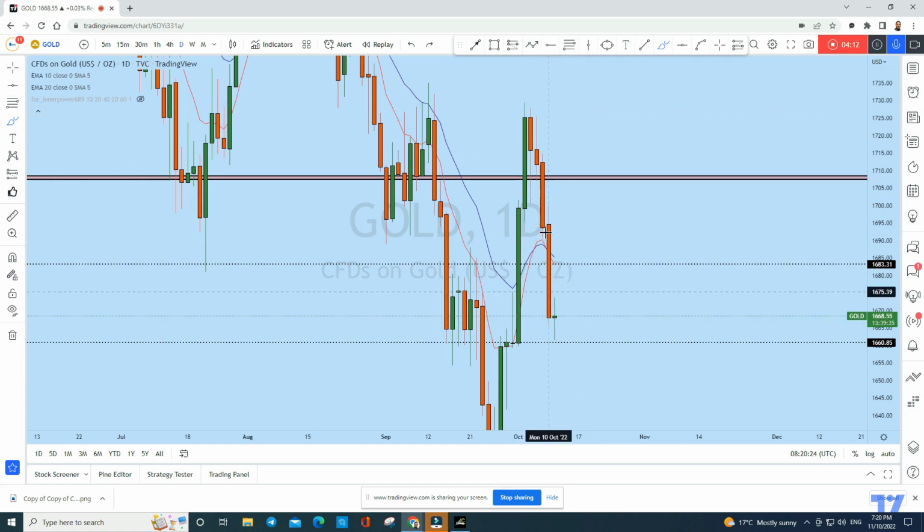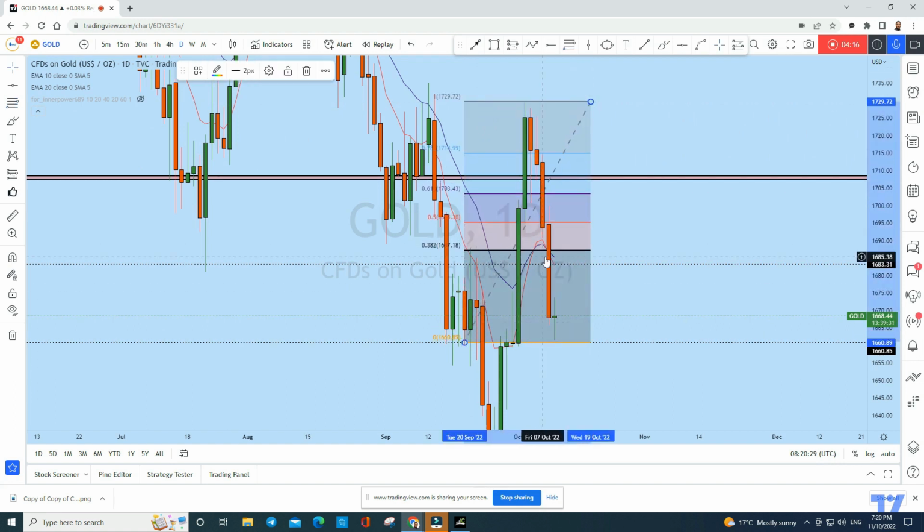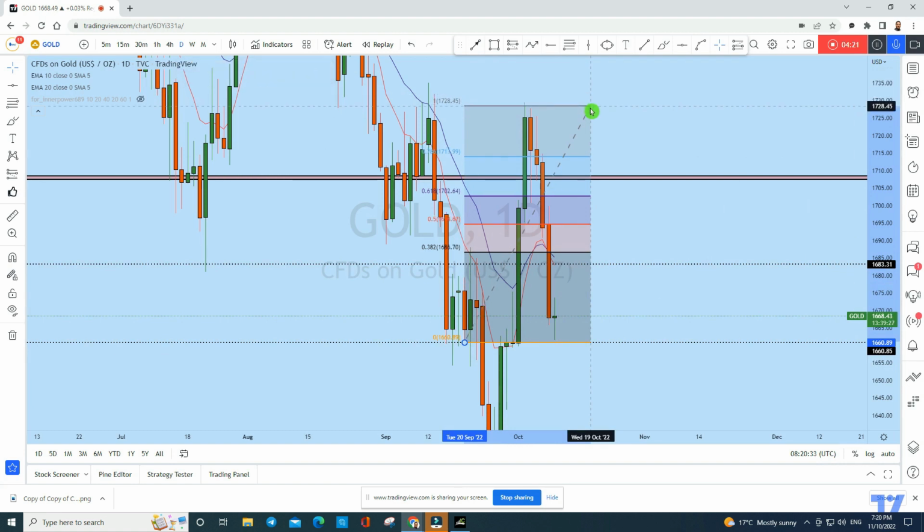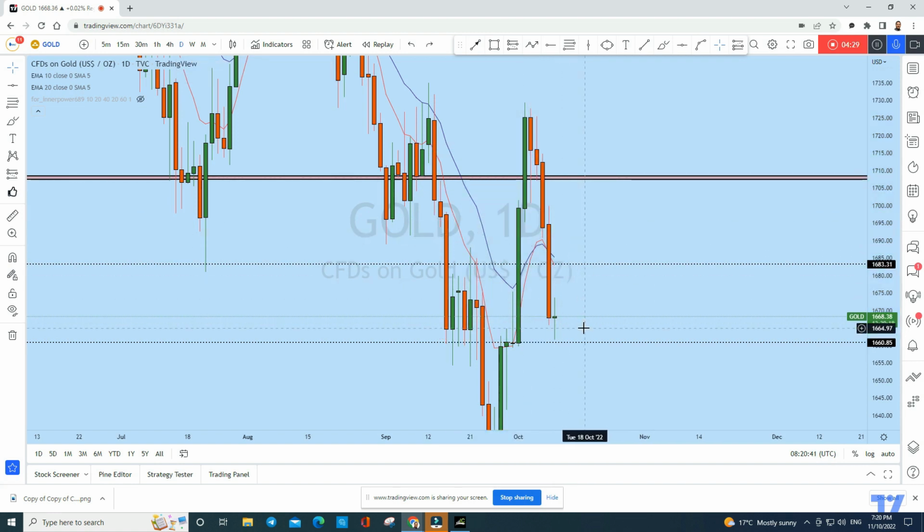If we take our Fibonacci for this move to the downside, then we'll see that this level is nearing the 38.2% Fibonacci. If we adjust, then we can see that gold is likely to go up to test this Fibonacci level, which can then give us a shorting opportunity from this zone.